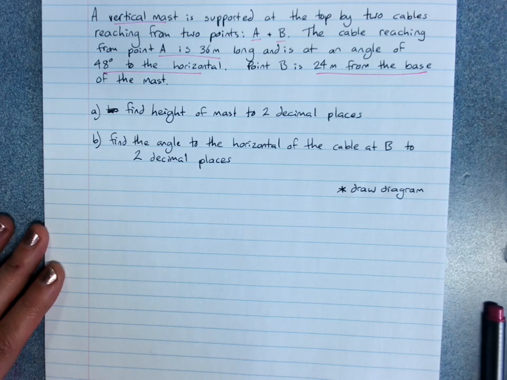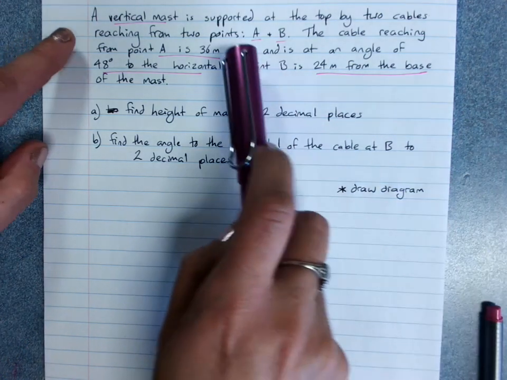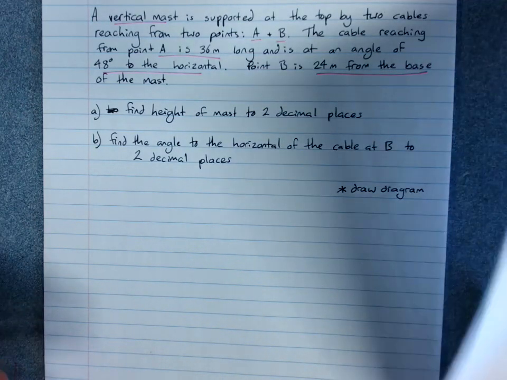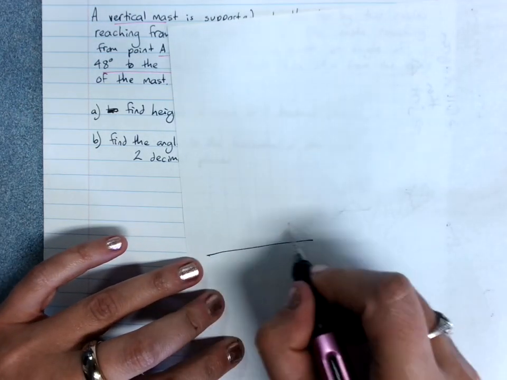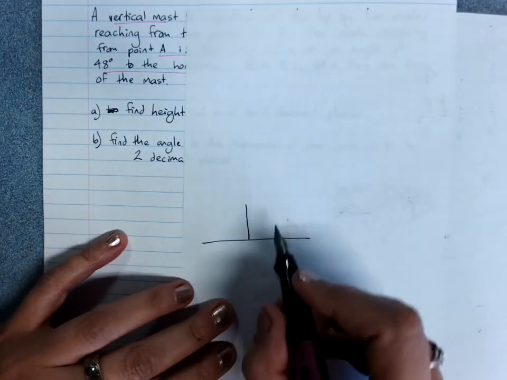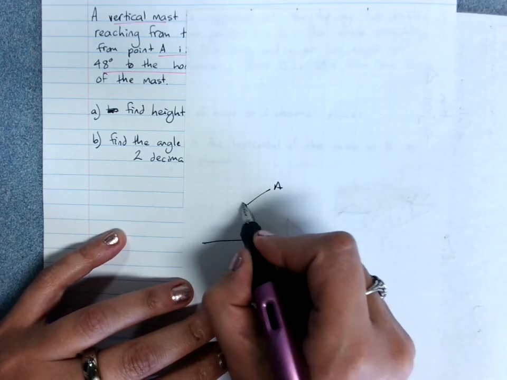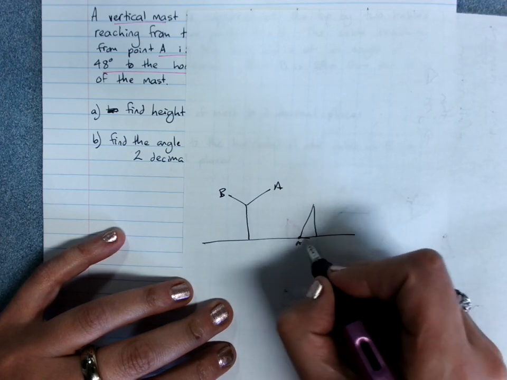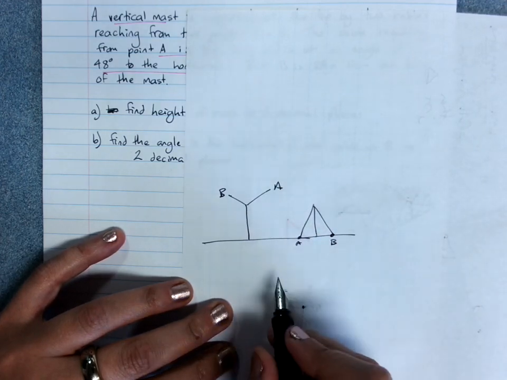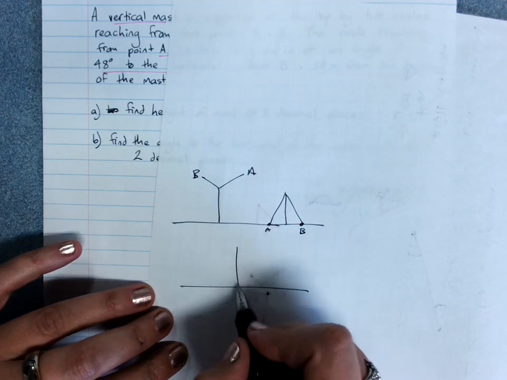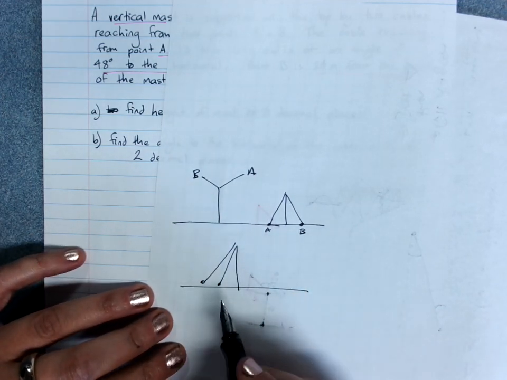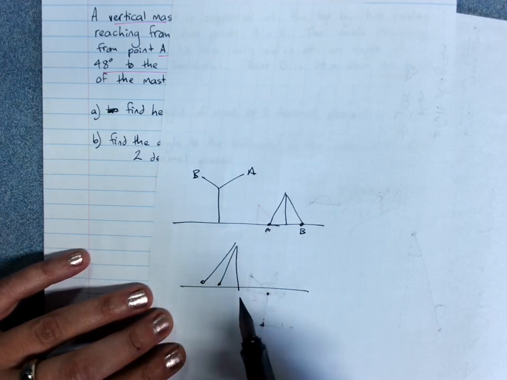Sometimes it can be difficult to work out what goes where. So for example, these 2 cables, here's the ground, here's the vertical mast. Are these 2 cables going to point A and point B? Or are these 2 cables going to point A and point B? Or, have we got the mast here and we point A and point B? What we've got to look for is the clues in the question.